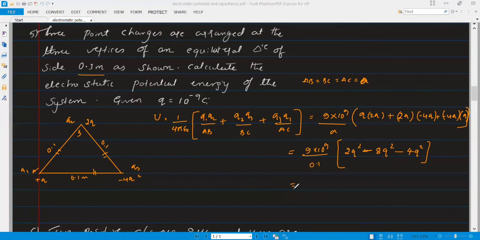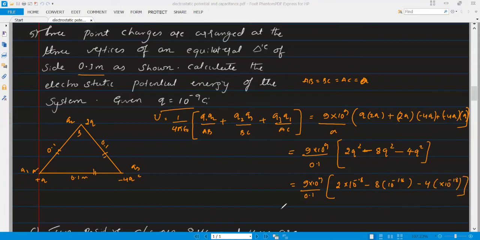So we can write like this. The Q value is mentioned here, so let us write it directly: 9 into 10 to the power of 9 divided by 0.1. This can be done as 2 into 10 to the power of minus 9 squared, another 10 to the power of minus 18, minus of 8 into 10 to the power of minus 18, which becomes minus of 4 into 10 to the power of minus 18.